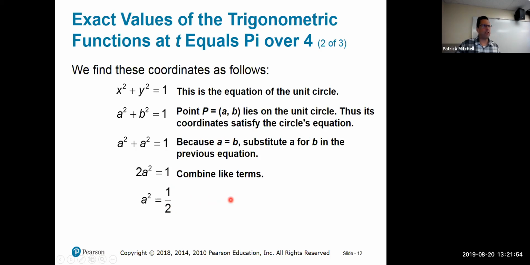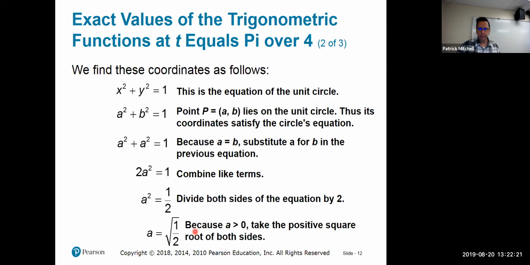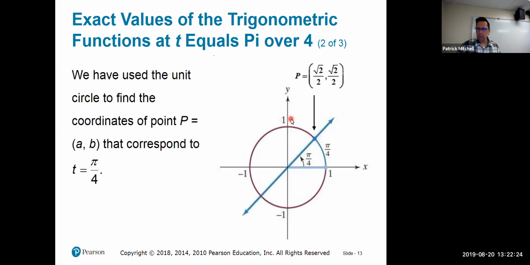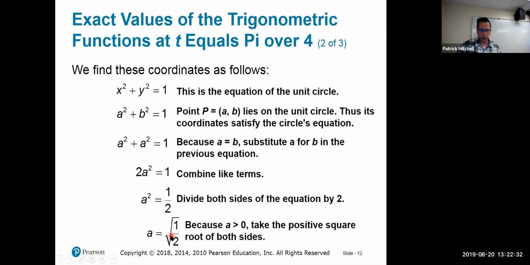This slide is explaining the why of why the answer is what it's going to end up being. We're not going to have to do this over and over. If a squared is 1/2, that means a is the square root of 1/2. Of course, a has to be positive, since you saw that point was in quadrant 1. Then we're going to rationalize the denominator. They didn't show that part, so you rationalize the denominator of the square root of 1/2.